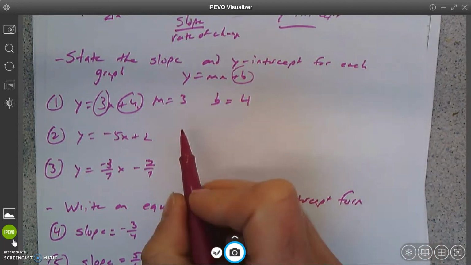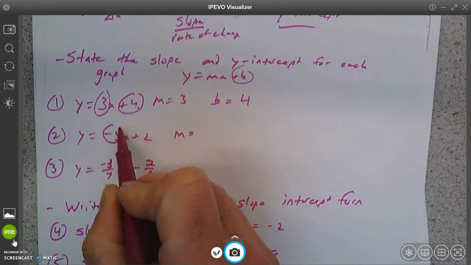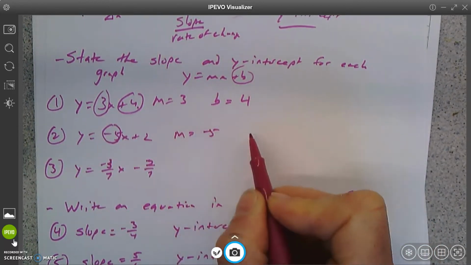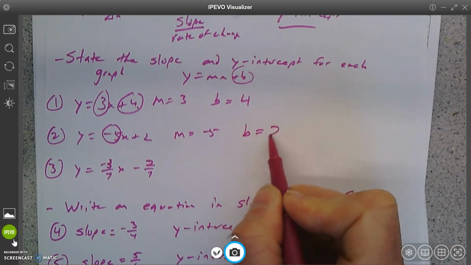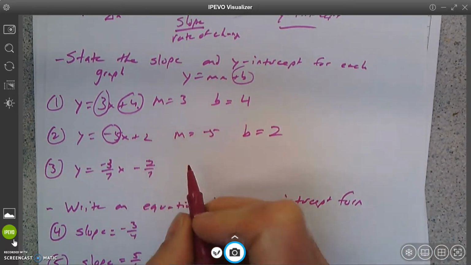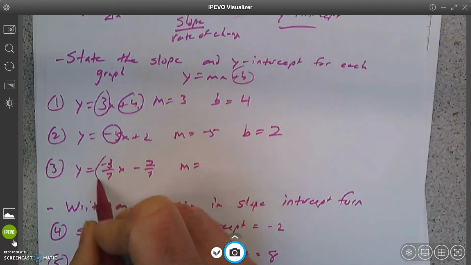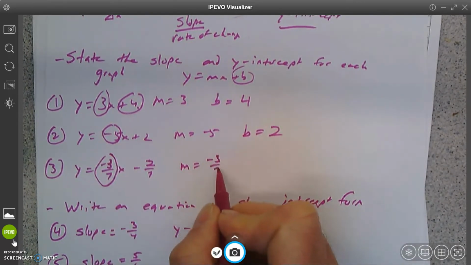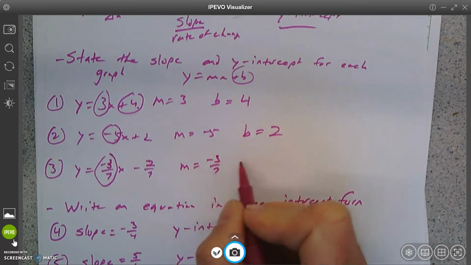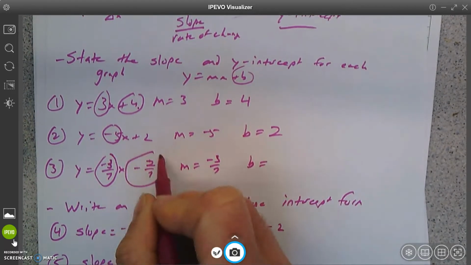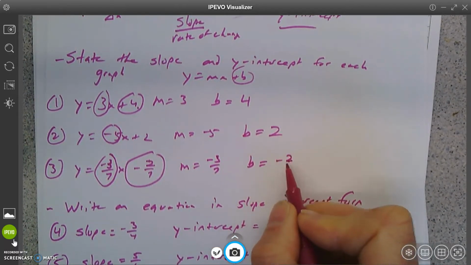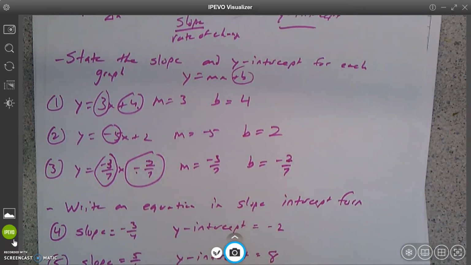Go. All right, slope right here, -5. Don't put the x, it's just -5. And the y-intercept is 2 right there. The slope is right here, -3 over 7. And the y-intercept, b, is -2/7. So make sure you have that negative with it like that.